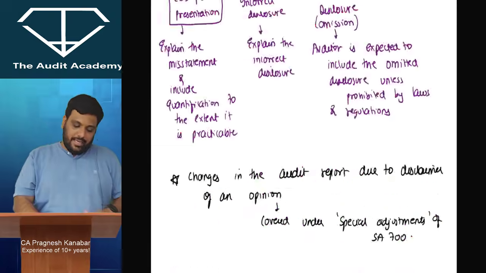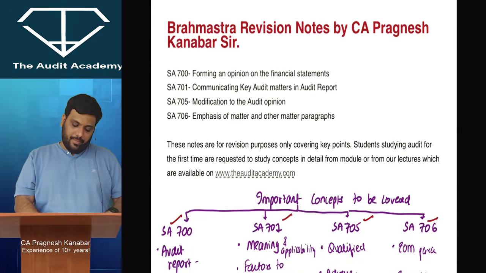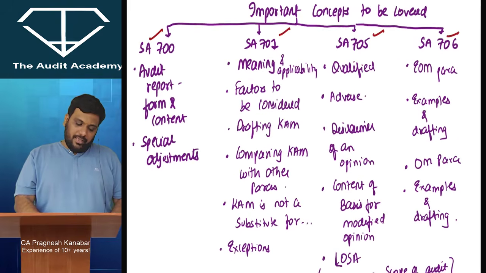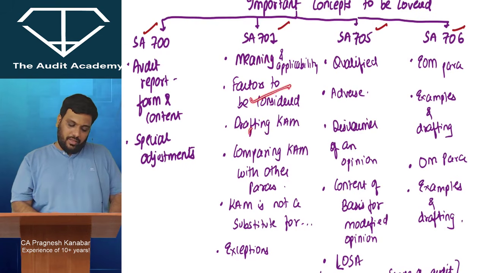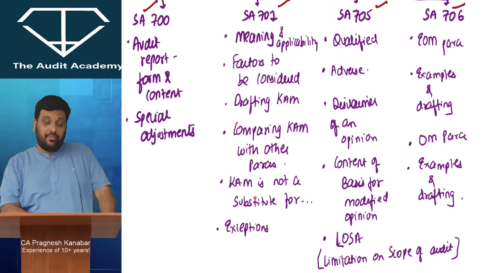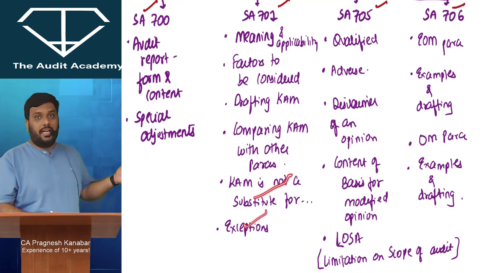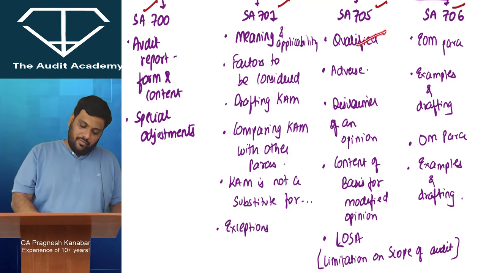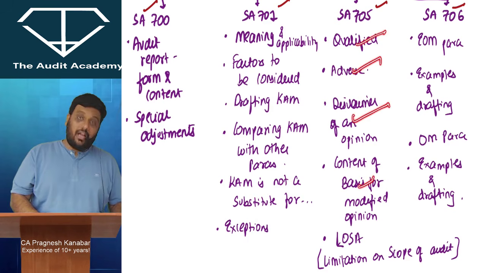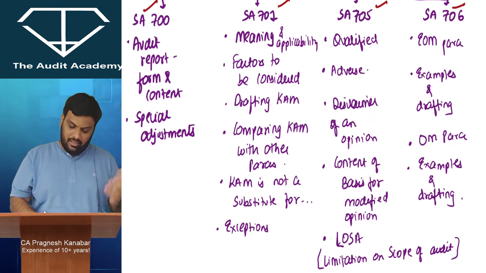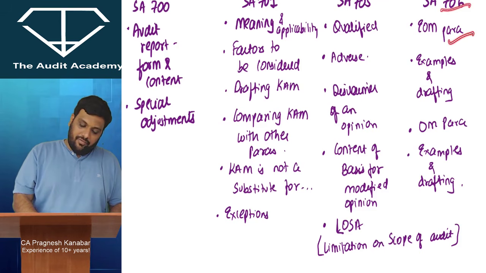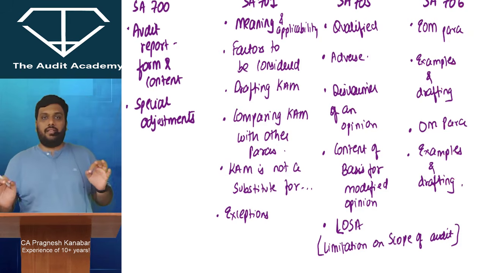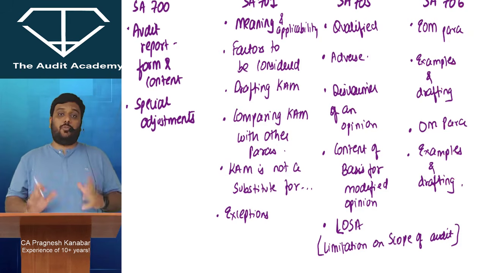Can we go to the index of this particular PDF? Important concepts to be covered. SA 701: applicability of key audit matter, factors to be considered, drafting, comparing with other paragraphs, key audit matter is not a substitute for, and exceptions. SA 705: qualified opinion, adverse opinion, disclaimer of opinion, content for basis of qualified, adverse, disclaimer, and what to do when there is a limitation on scope of audit. SA 706: emphasis of matter paragraph, examples and drafting, other matter paragraph, examples and drafting. These many things my CA final student should be very clear about.